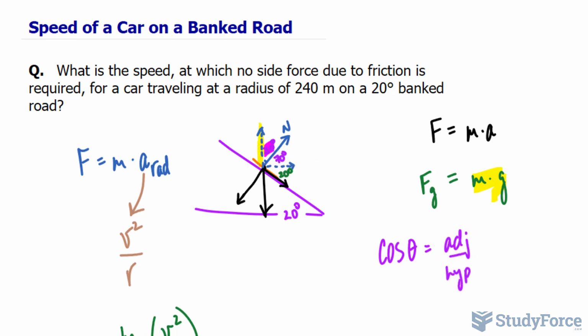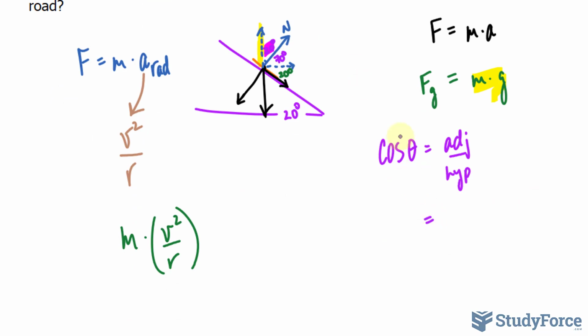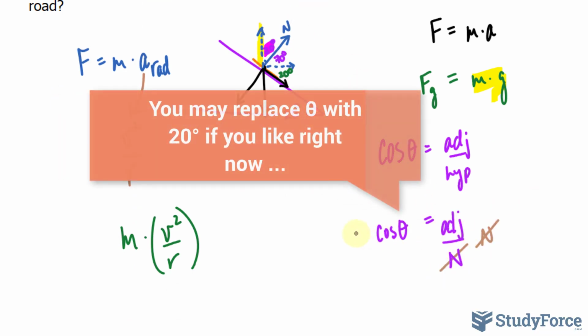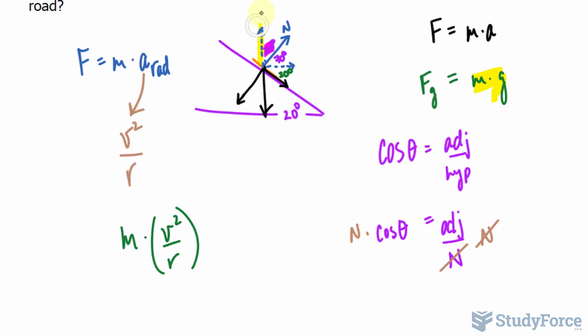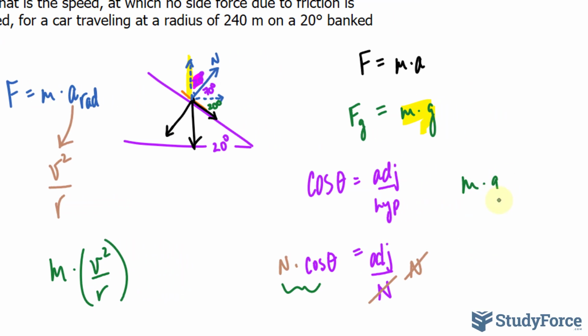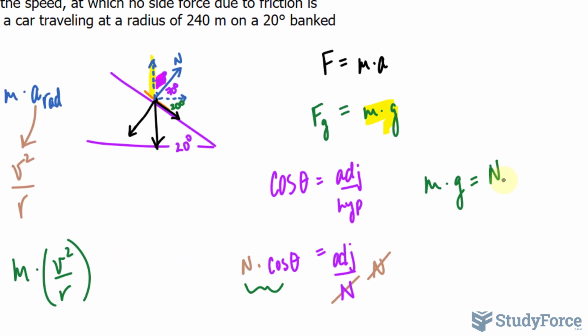The hypotenuse is represented by n, so that's the magnitude of this vector. And all we have to do is multiply both sides by n to get the expression for the magnitude of that vector, which is n cosine theta. I will make this m times g equal to n times cosine theta. This equation right here represents how the vertical component and the downwards force due to gravity are equal.